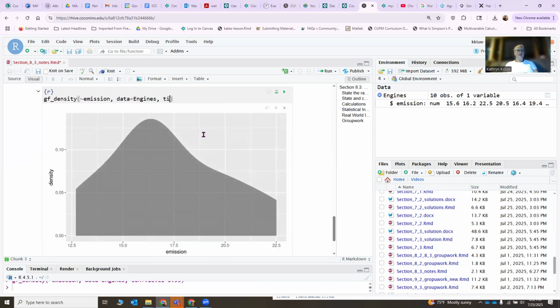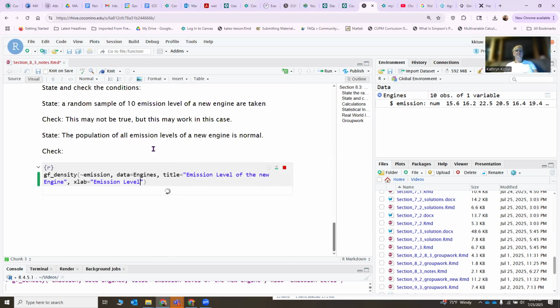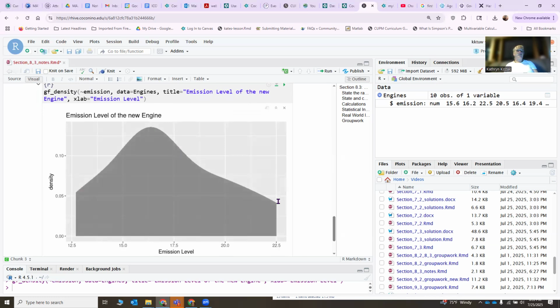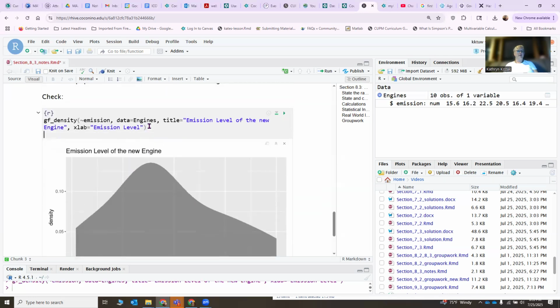I do need a title though. Titles are always good. So I might put down the emission level of the new engine. And I might want to have a better xlab of saying things like emission level. So let's run this again. This doesn't look really normal. I mean, it looks a little bell-shaped. It looks a little skewed slightly. So let's go ahead and do the quantile plot, see what that one also looks like.